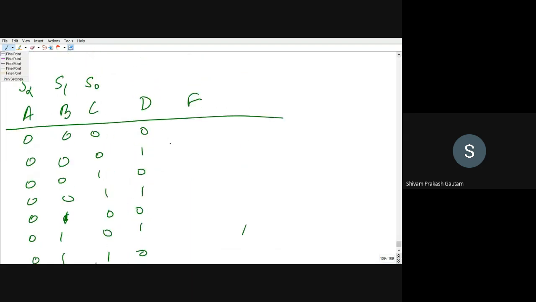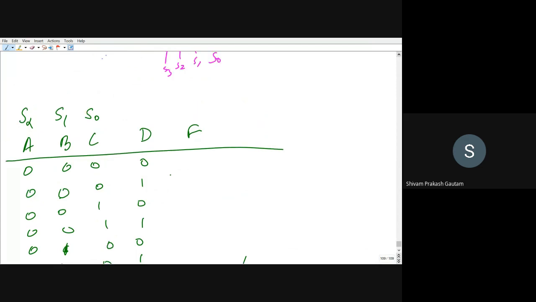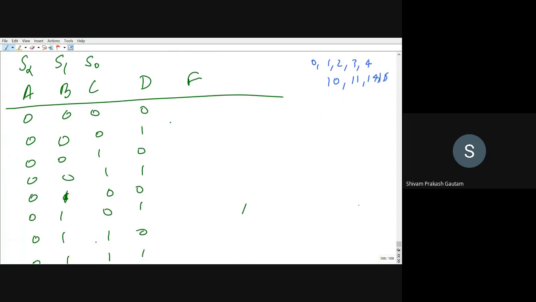Let me use some different color. Okay, so what are the minterms that have been provided to us? The minterms are 0, 1, 2, 3, 4, 10, 11, 14, and 15. These are our minterms. That means at these values, our function will have the value 1.